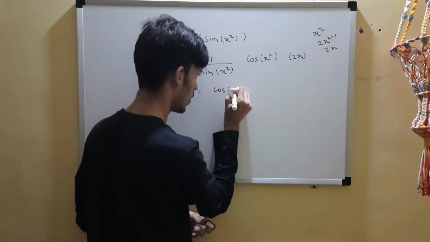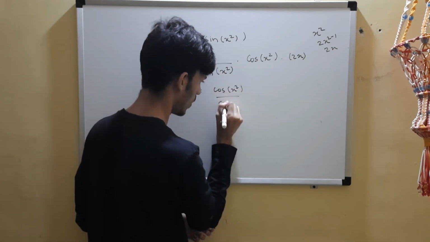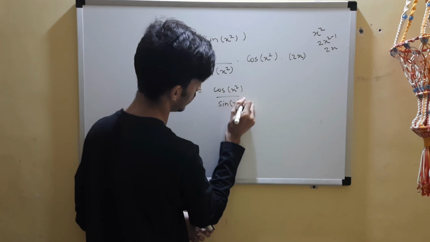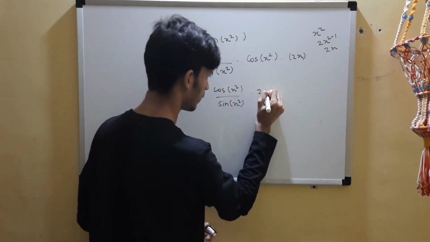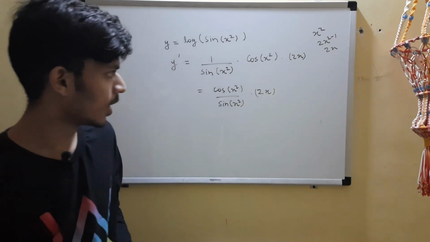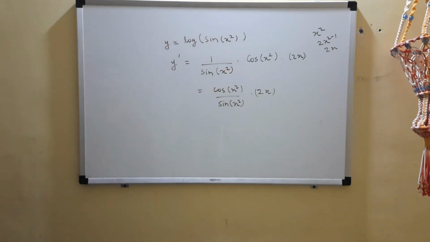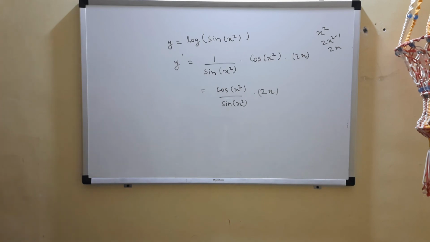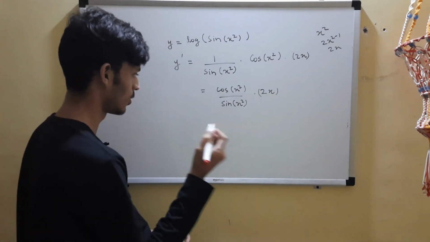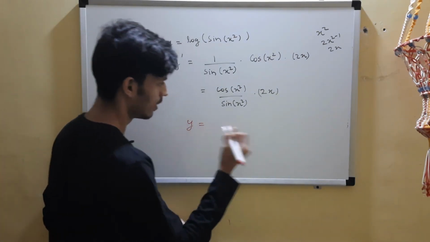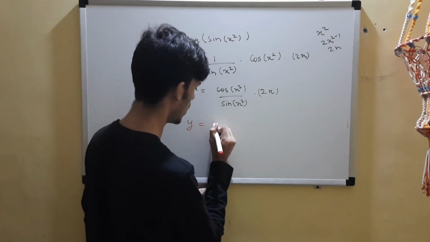cos x square upon sin x square, which is cot x square, into 2x. Okay, you can replace this by cot x square. Yeah, the black marker ran out, so just excuse me for the last one. It's just a special one, I'll tell you that.